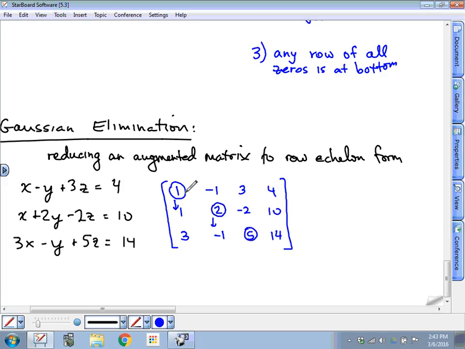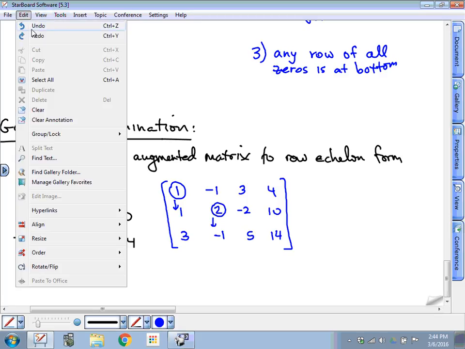So again, you start at the top left. If it's not a 1, you make it into a 1, and I'll show you how to do that with another example. But once it's a 1, you make zeros beneath it. Then you move over to this entry and make this a 1, and make zeros beneath it, and then finally you make this into a 1. So let's see what this looks like.